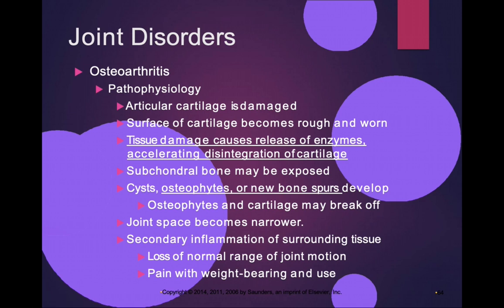And then sometimes these osteophytes and cartilage can actually break off. The joint space between the two bones becomes very, very narrow. You can get secondary inflammation of all the surrounding tissues. You get loss of the normal range of motion because the structure becomes distorted, so does the function. And you get pain on weight-bearing joints: the vertebrae, the discs, the hips, the knees.